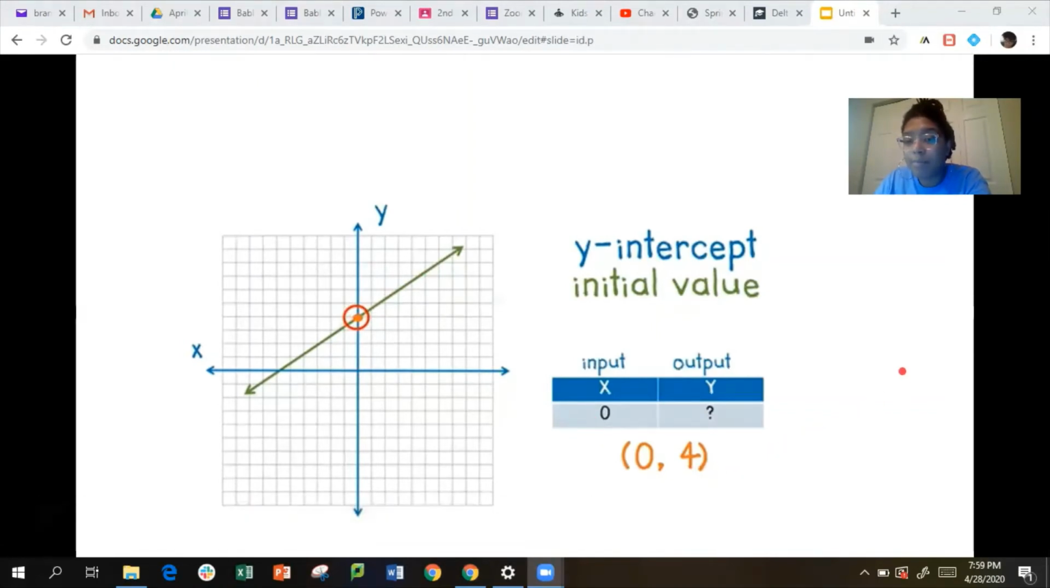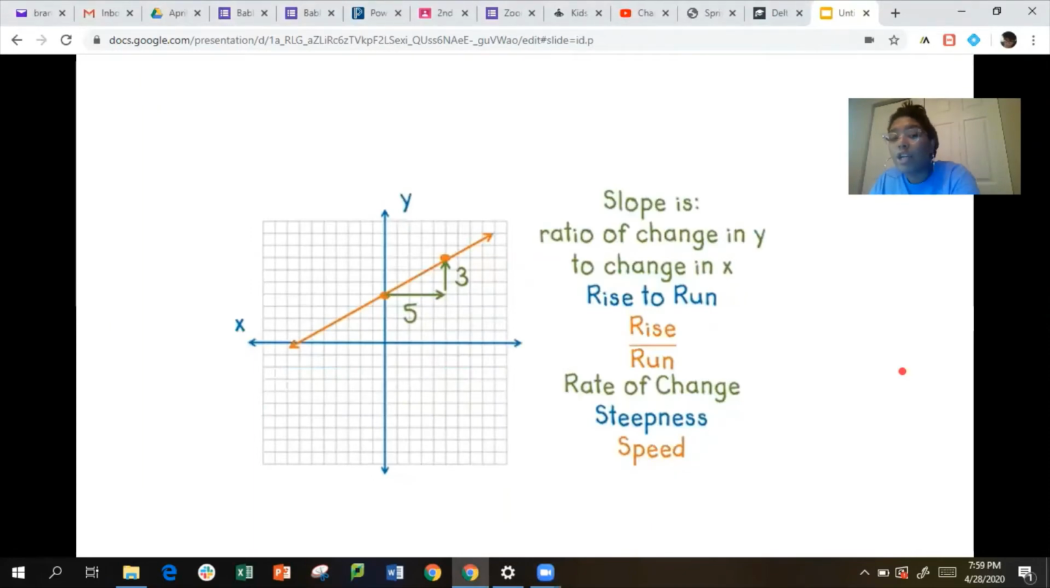That's the first step. The next step is to find the slope. We know slope is rise over run. Slope also means the rate of change, which can be considered the steepness and the speed of the line and how it's changing. So we know rise over run. We first start here. Now, I put arrows that go over and then up, but you could always go up and then over. So let's go up 1, 2, 3, and then over 1, 2, 3, 4, 5. So that means my slope would be 3 over 5.